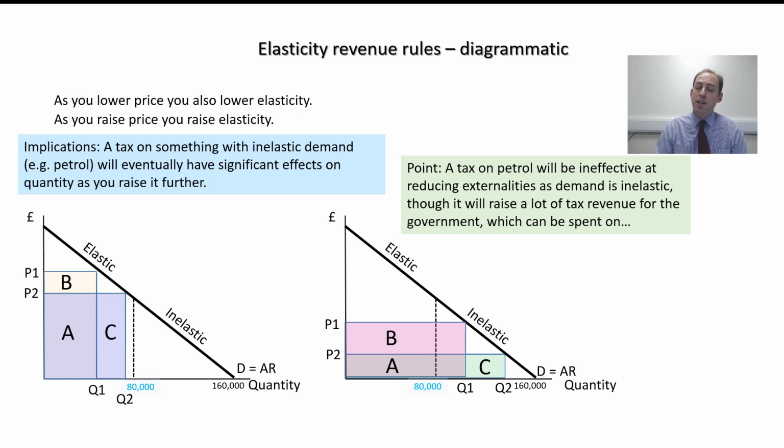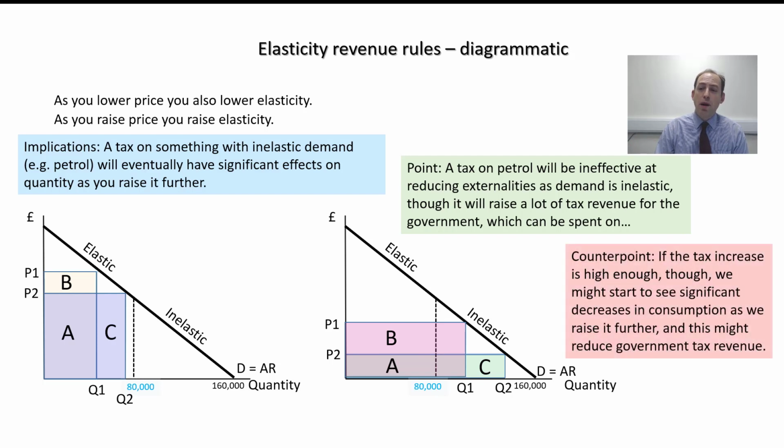So you might make a point in an essay: a tax on petrol will be ineffective at reducing externalities as demand's inelastic, though it will raise a lot of tax revenue for the government which can be spent on, etc., etc. That's fine. And then your counterpoint might be, though, that if the tax is high enough, we might start to see significant decreases in consumption. As we raise it further, this might also reduce government tax revenue as we move onto more elastic sections of the demand curve.